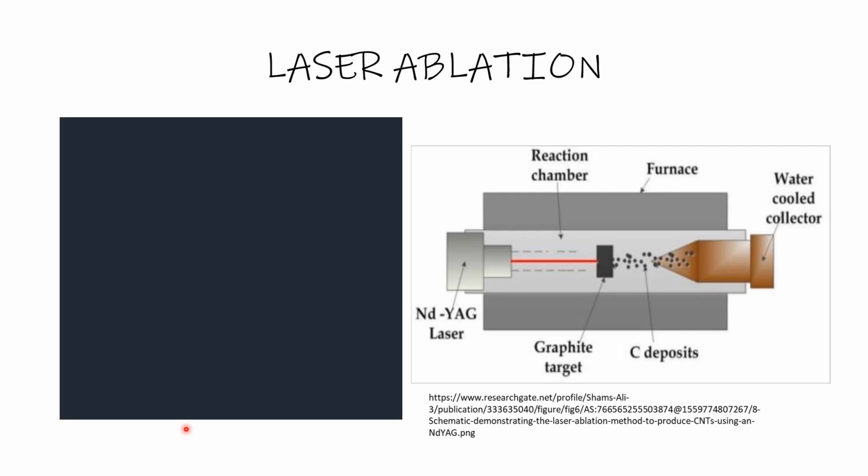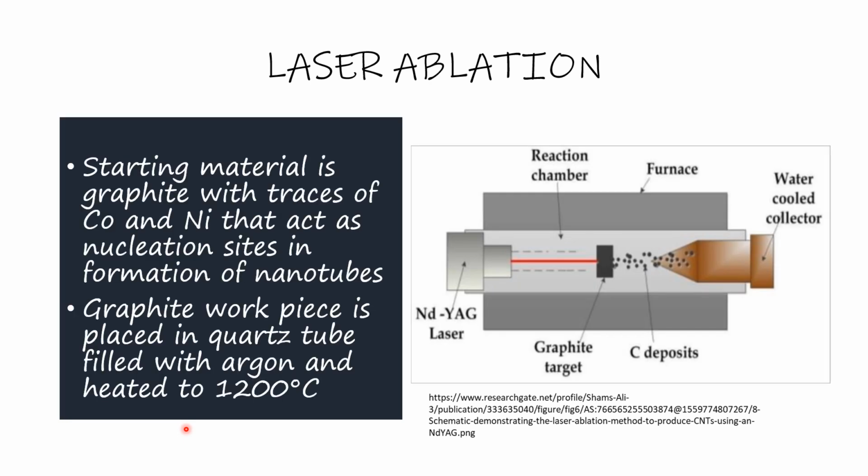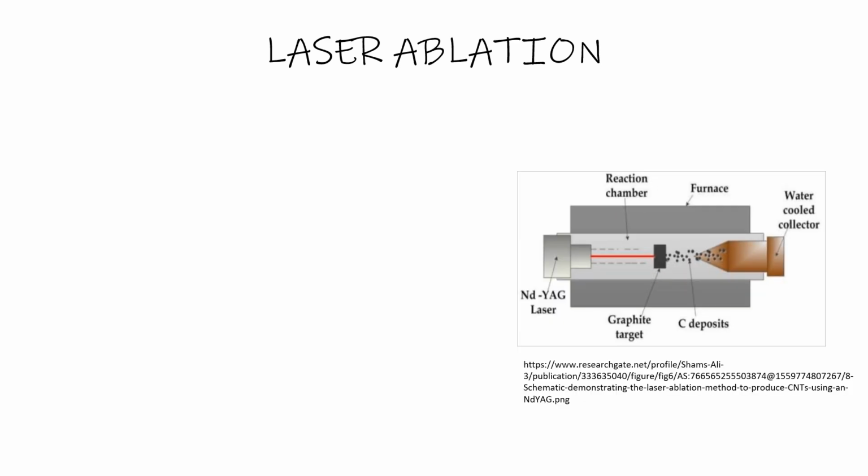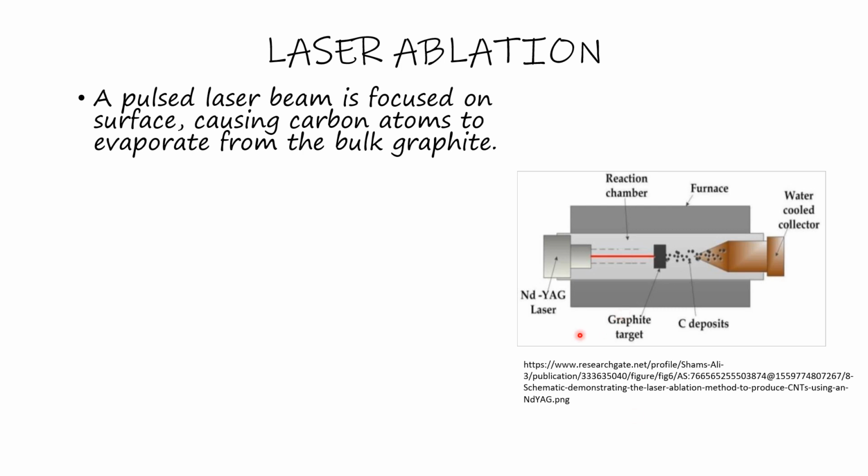The next method is the laser ablation method. Here, the starting material is graphite with traces of cobalt and nickel. This acts as a nucleation site in the formation of carbon nanotubes. So what's happening? We'll see. A pulsed laser beam is focused on the surface of the target. The target which we are using here is graphite.